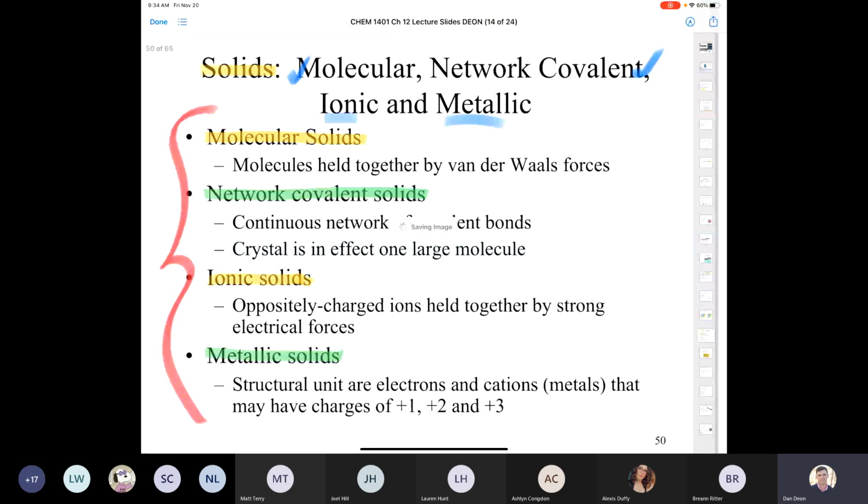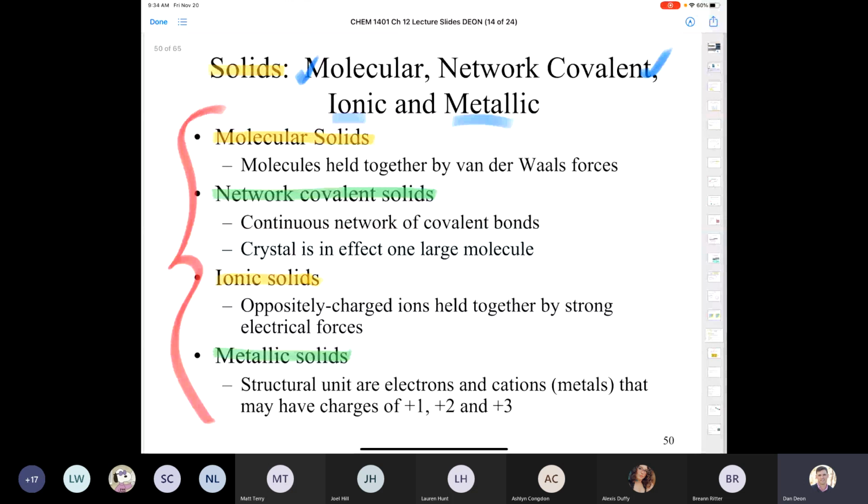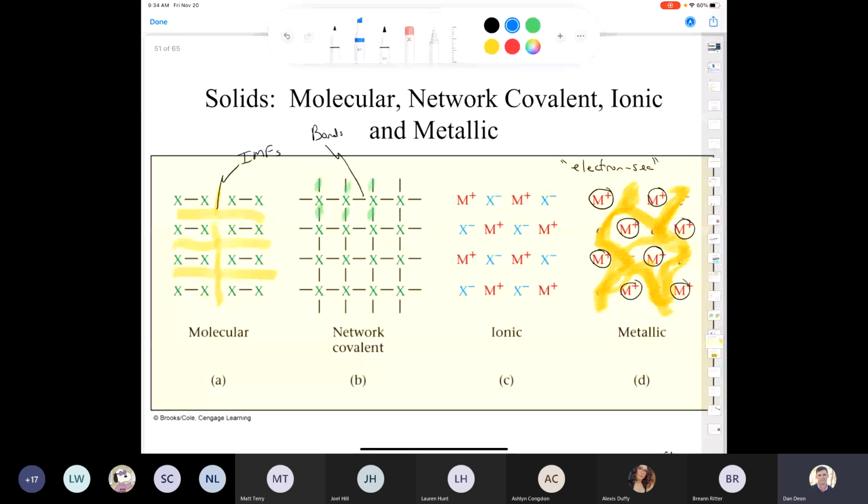A picture is worth 1,000 words, isn't it? And this figure here really shows you the differences between these four types of solids, in that a molecular solid is individual molecules that are held together by intermolecular forces, whether they be London forces, dipole forces, or hydrogen bonding. A network covalent solid, the name says it all, right? It's a covalent solid. It's kind of like a giant molecule, right? All the atoms in a network covalent solid are held together by covalent bonds.